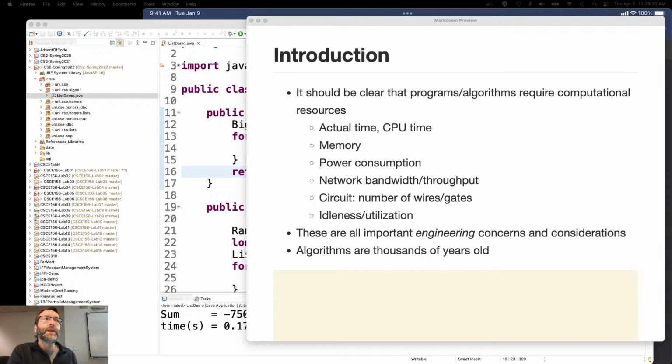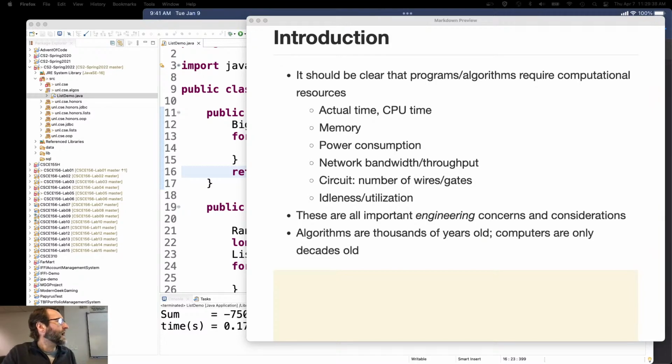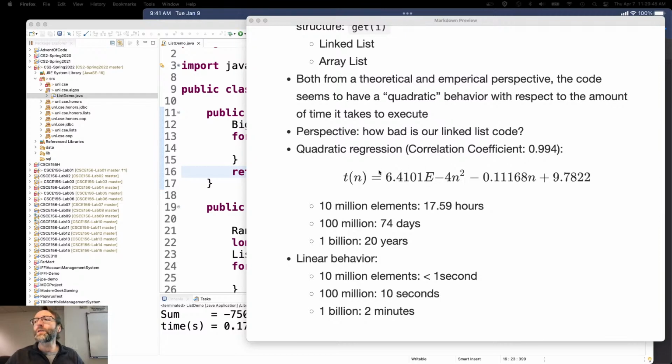Computers are only decades old, right? Just because we have computers now that are fast doesn't mean that those algorithms are any faster. What it means is these coefficients in the analysis go down, right?